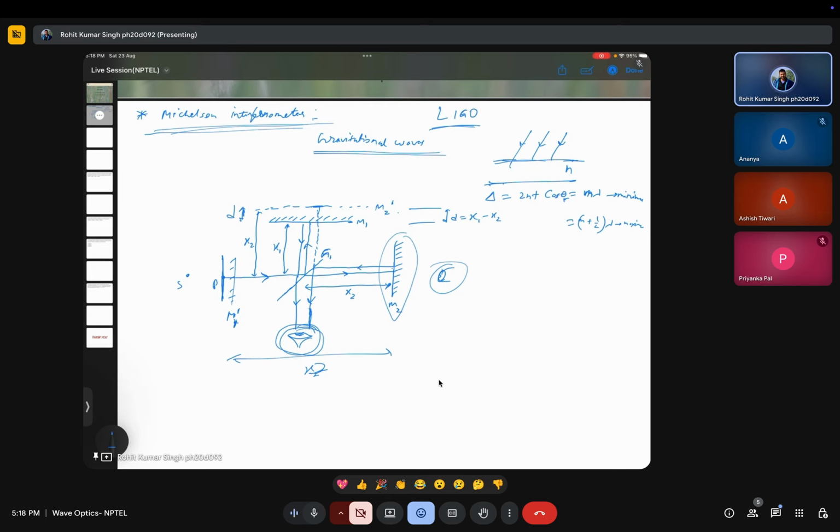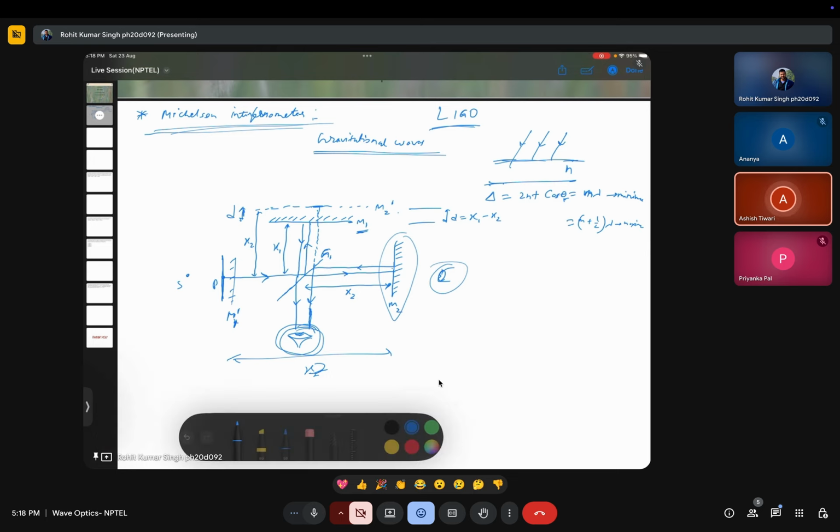M1 is movable, so you can move it, and M2 is stationary. You can control this distance. And I think this is also known as Haidinger fringes.